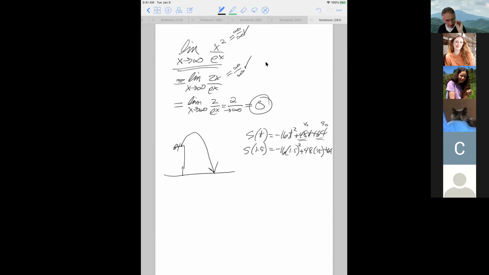So watch this now. Whatever you're doing on your calculator, I think you're whirring through it, and you maybe did negative 16 times 1.5 and then squared that. I don't know. I'm not sure what you did. But this is negative 16 times 2.25 plus 1.5 times 48, that's 24, that's 72, plus 64. And you end up with negative 32, and negative 4 makes negative 36, plus 136 equals 100, okay? And use the units, 100 feet.